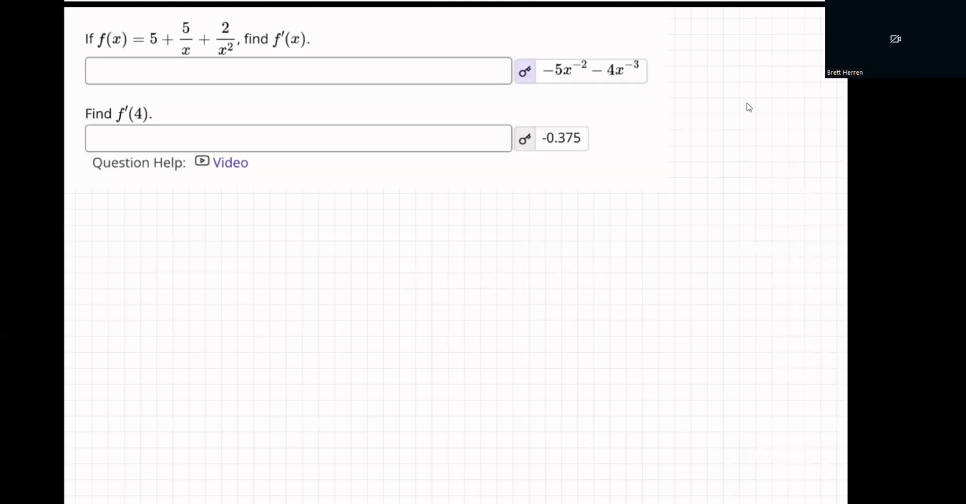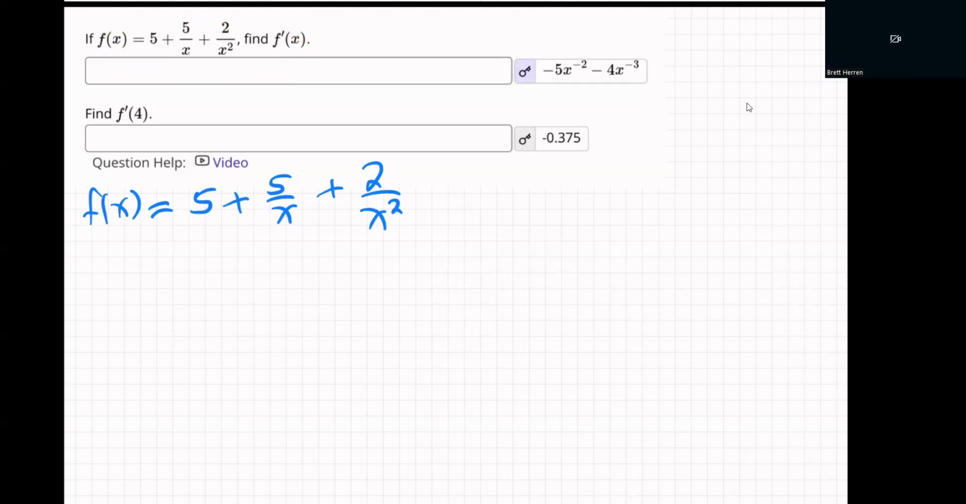Okay, so on this question, they're giving us a function and they want us to find the derivative. So let me bring it on down here. f of x is 5 plus 5 over x plus 2 over x squared. And they want me to find the derivative.